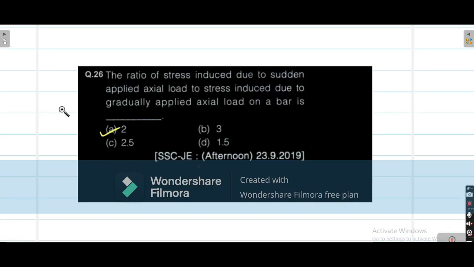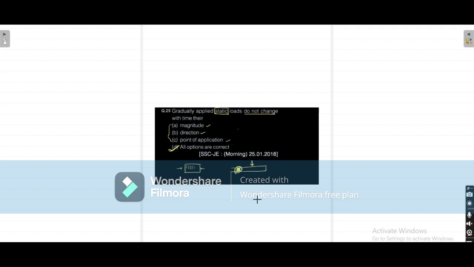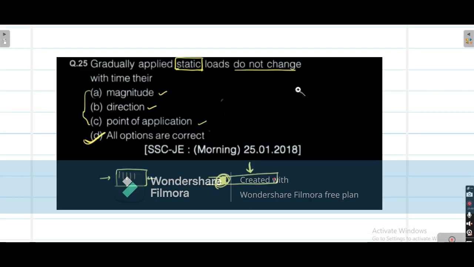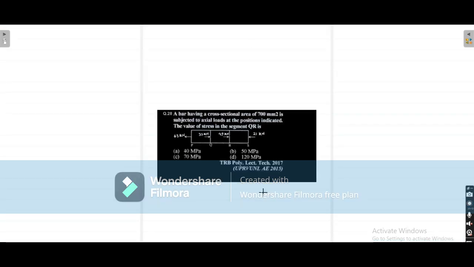Next one. Gradually applied static load does not change with time, their magnitude, direction, point of application. So static load eta ki depend kore? Obviously magnitude, direction, point of application guti kini depend kore, that means option D to correct hoy.